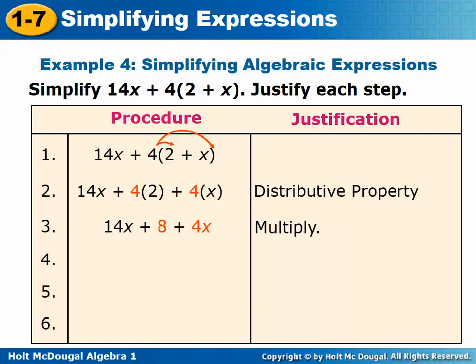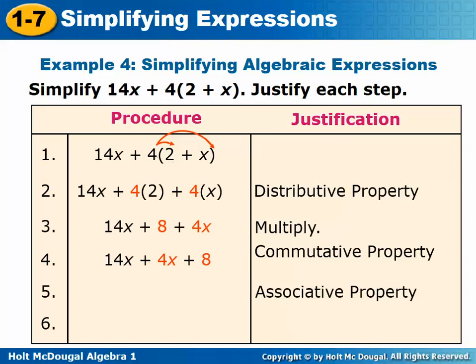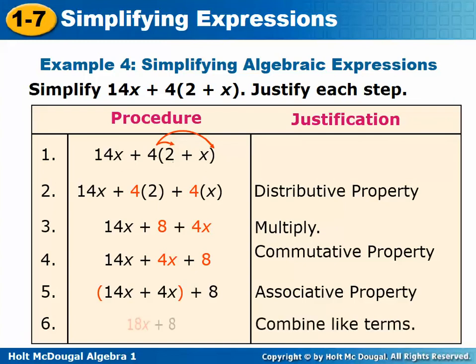Now we're going to see if we can rewrite this so that our like terms are next to each other. So 14x plus 4x, now our like terms are next to each other. We use the commutative property to do that. Now we're going to group those together, the like terms together. Finally, we will go ahead and combine our like terms and get 18x plus 8.